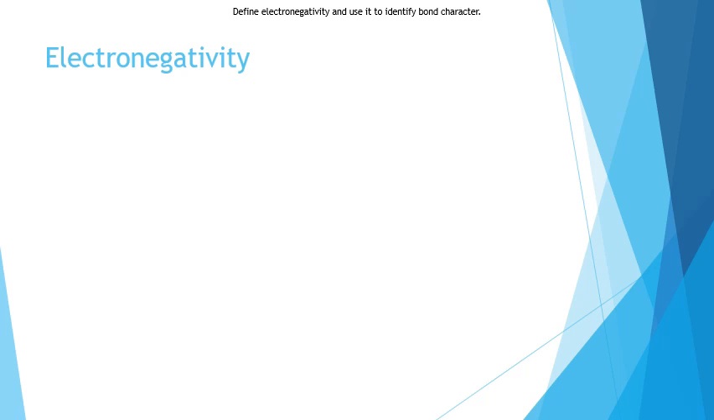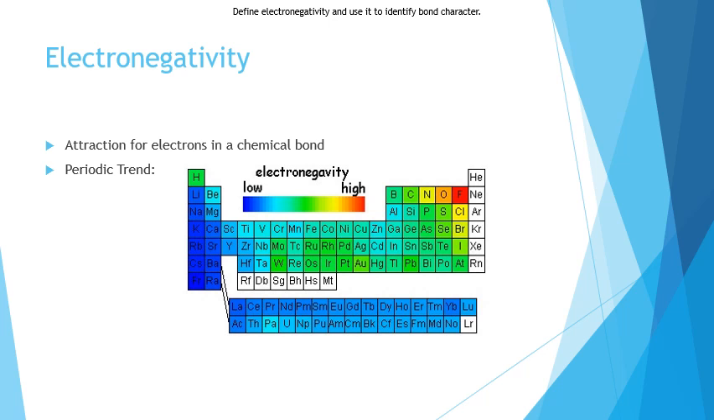So electronegativity, this is something we viewed a little bit and learned a little bit about in our periodic trends learning. Recall that electronegativity is the attraction for electrons in a chemical bond. And the trend in this we can see on a periodic table.